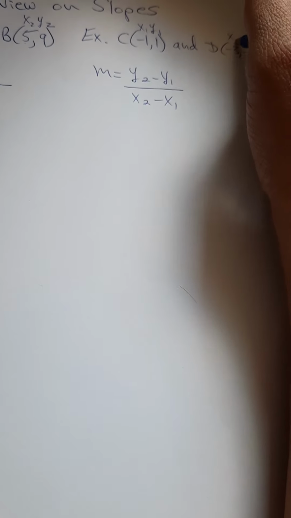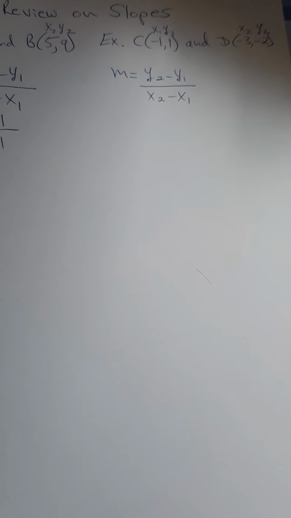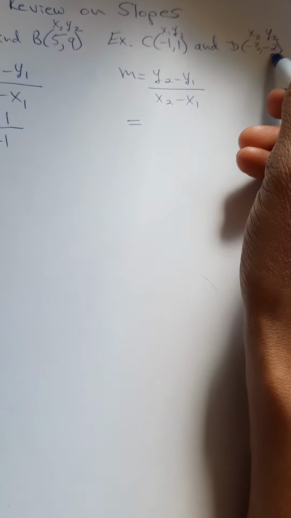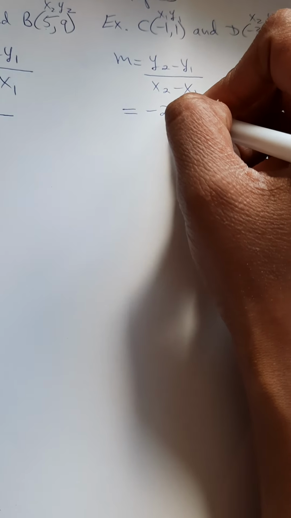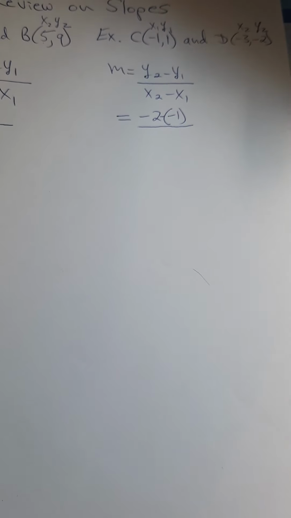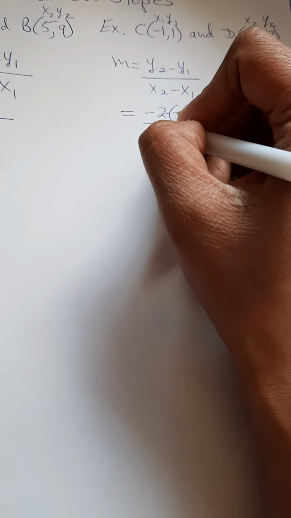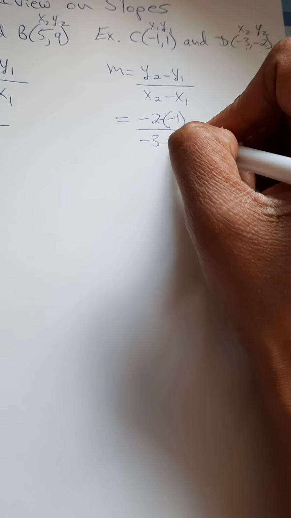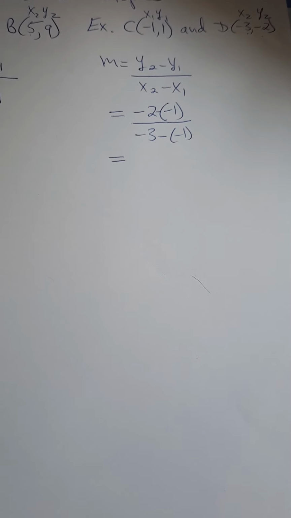C is my first point, so I'm going to put x1, y1. D is the second point, so we're putting x2, y2. Then I'm just going to substitute it in here. y2 is negative 2, minus y1, which is negative 1. So I do have to put the negative sign 2 times here. Over x2, which is negative 3, minus x1, which is negative 1. Does everyone see that? Make sure you do write the negative signs.